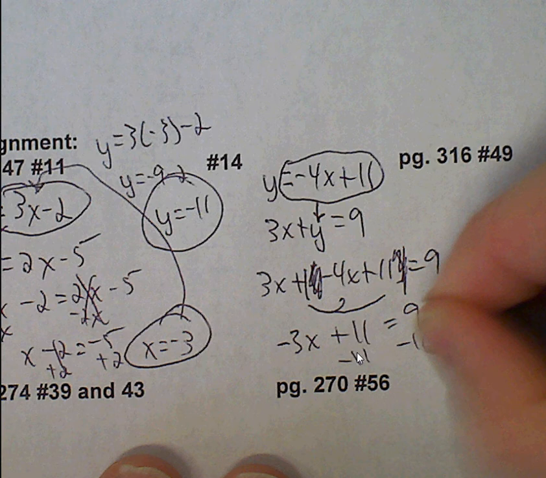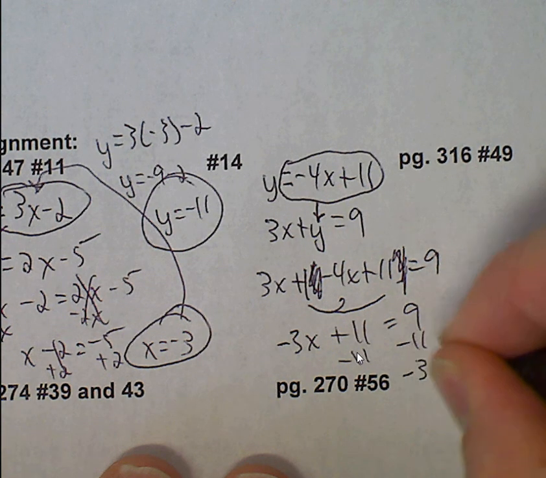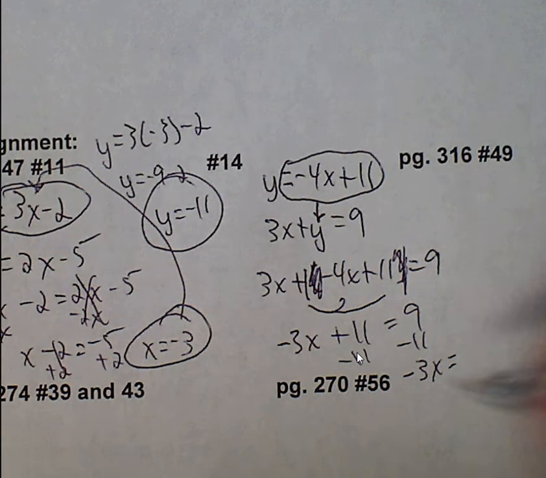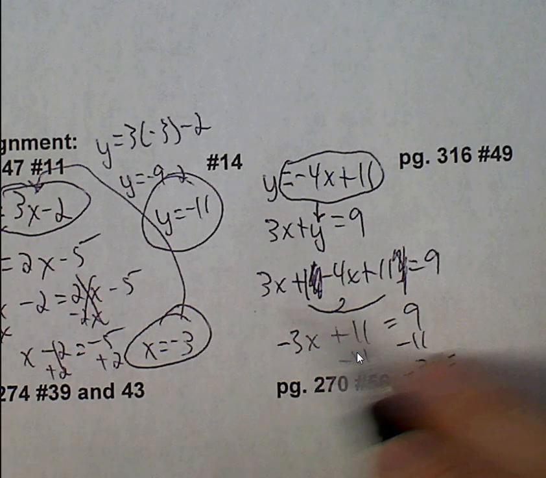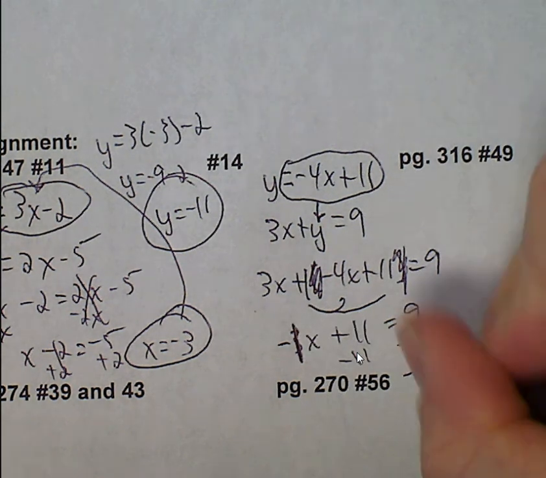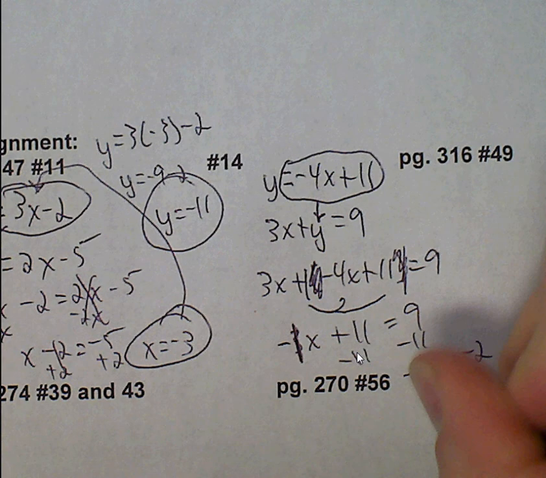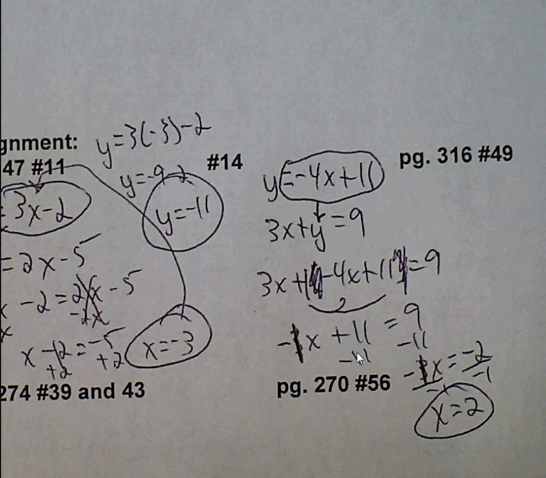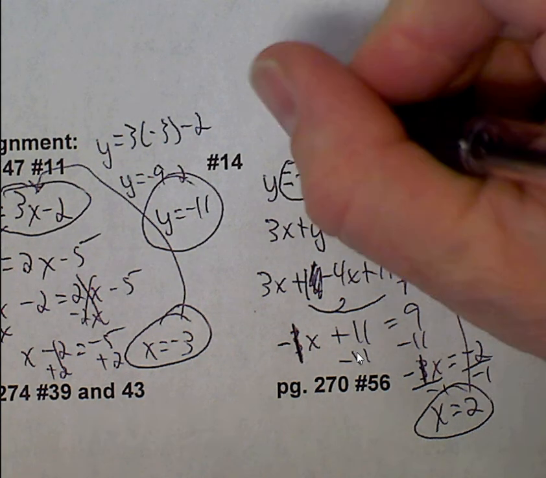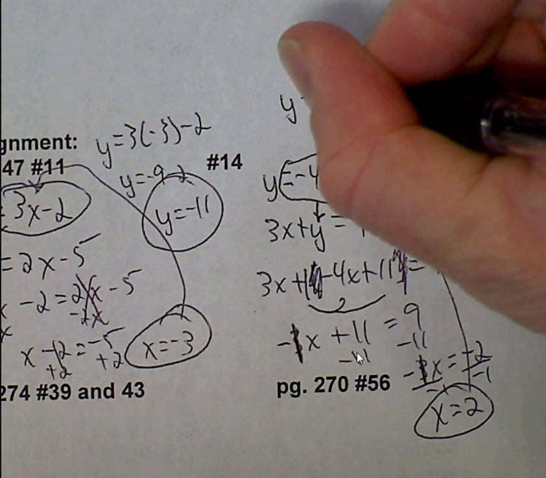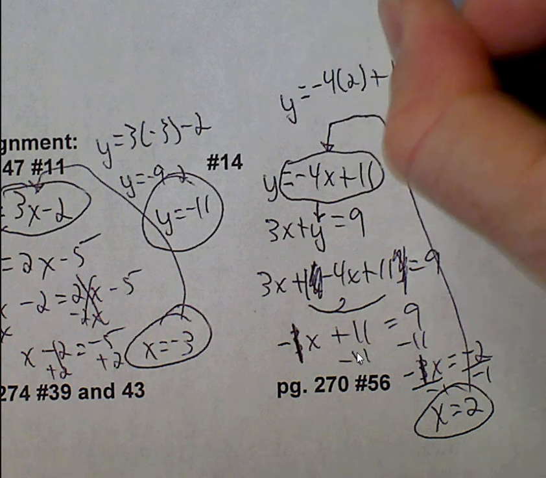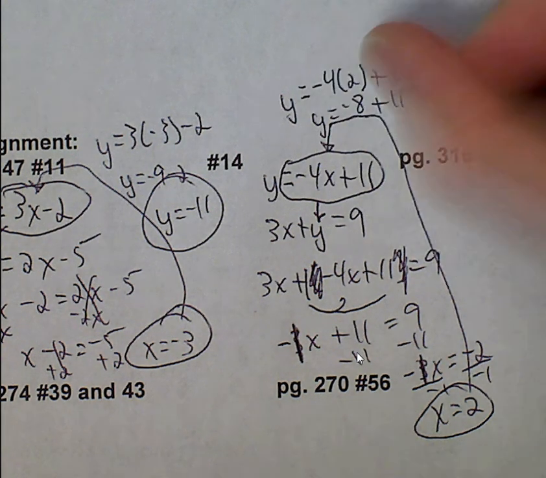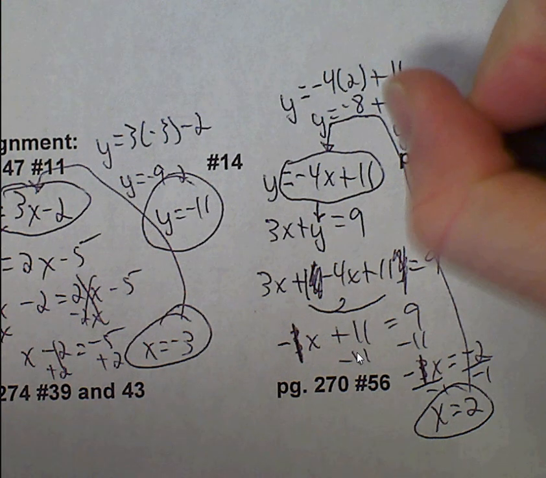Minus 11, minus 11, negative 3x equals, I don't know why I said negative 3x. 3x minus 4x is 1x, so negative 1x, sorry about that, equals negative 2. Divide by negative 1, x equals positive 2. I'm going to take my x and plug it back in. So y equals negative 4 times 2 plus 11. Y equals negative 8 plus 11. Opposite signs, so I subtract. Y equals 3.